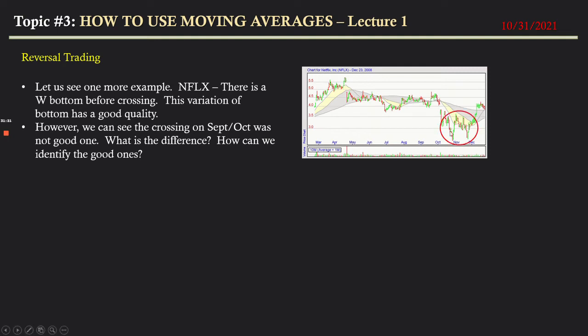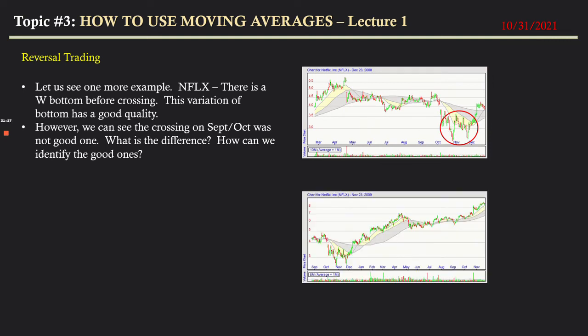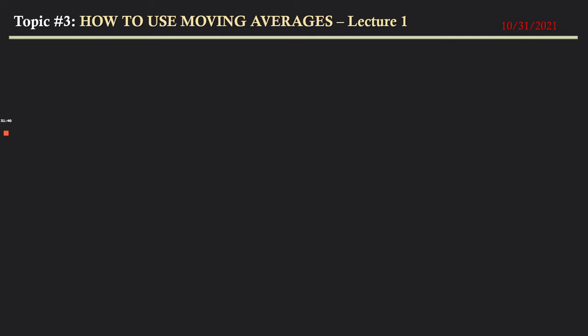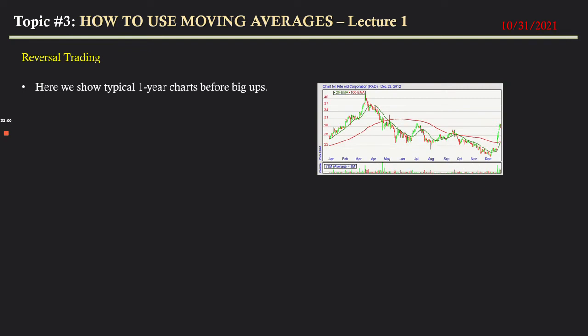See, this W here has a very high probability of telling you the trend is reversing. So after the W, it goes up from here and goes up. Here, we want to show typically a 1 year chart before big ups. So when you look at the patterns, looking at a 1 year chart, you can see how it should look when they go up.